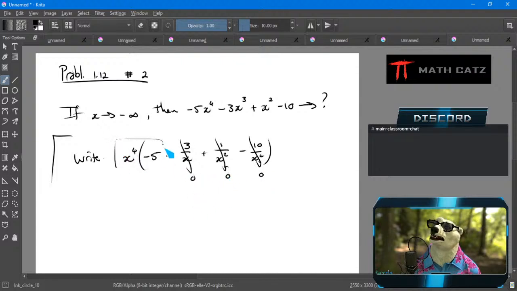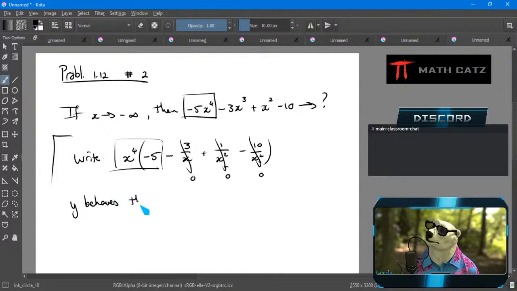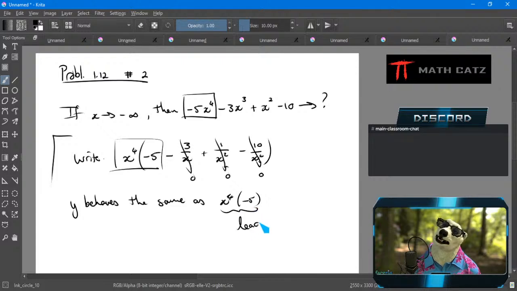The only things that are left are exactly the things in the leading term. So again, my function, I'll call it y, behaves the same as x to the 4 times negative 5, which is the leading term. And this is a key property of the polynomial, that if I ask a long-term behavior question, then the polynomial behaves the same as its leading term.